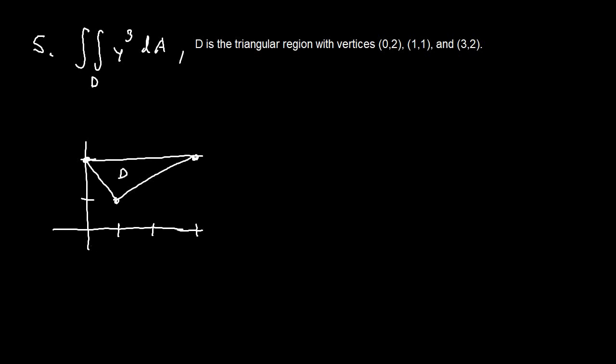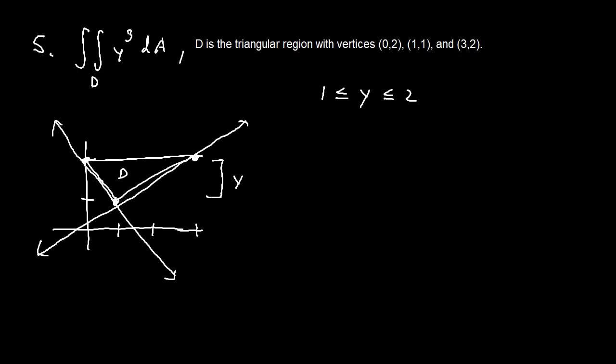Now there's a couple different ways to approach this, but the way I see this is that the y values range from the y value of 1 to 2. So I can say that in an inequality, the y bounds go from 1 to 2. And I can go ahead and draw these two sides as two different line segments, because these will be two different functions. And I can see the x bounds go from the left function all the way to the right function.